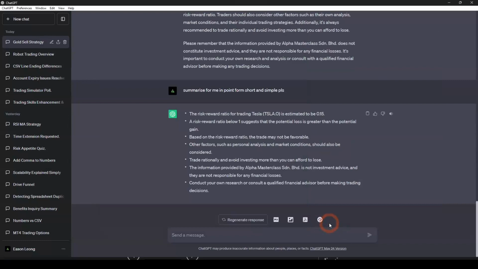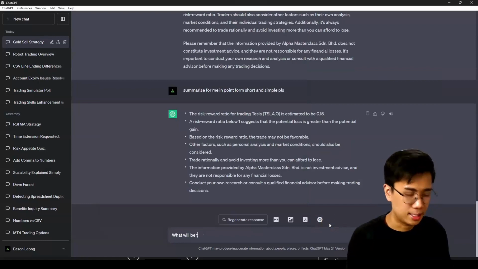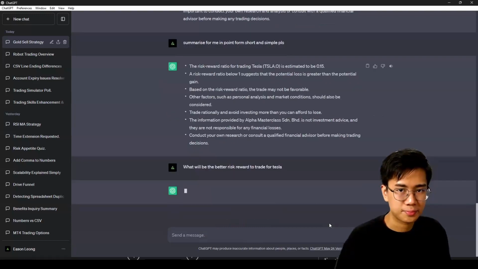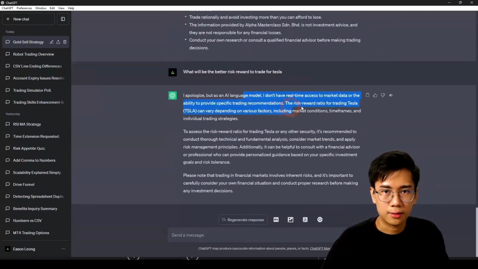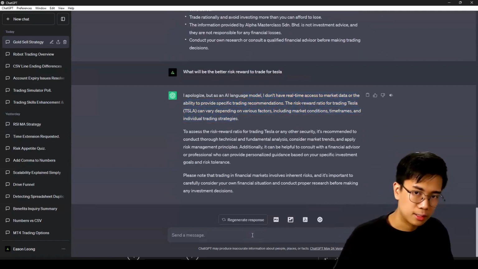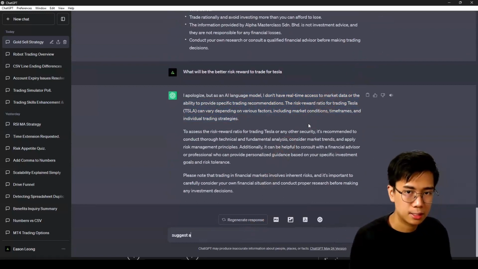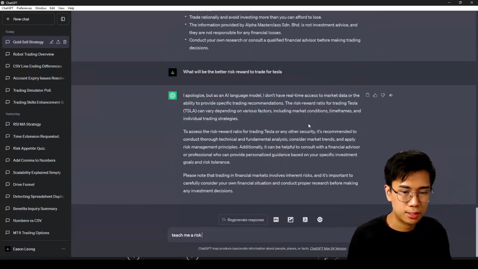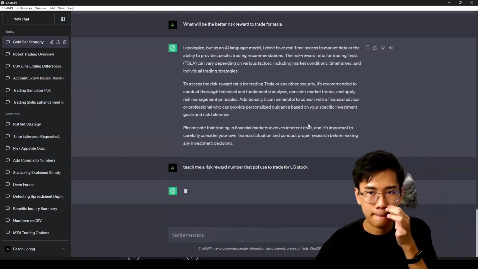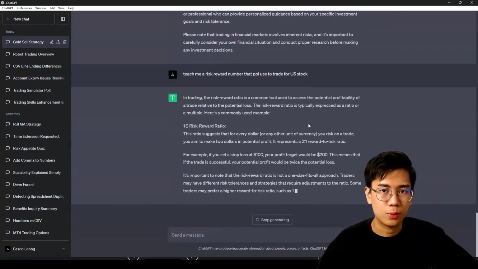It's not suitable. And if you're really interested to know, what will be a better risk reward to trade for Tesla? Okay, I don't have the real time. Suggest, teach me a risk reward number that people use to trade for US stocks. Okay, it is 1 to 2.